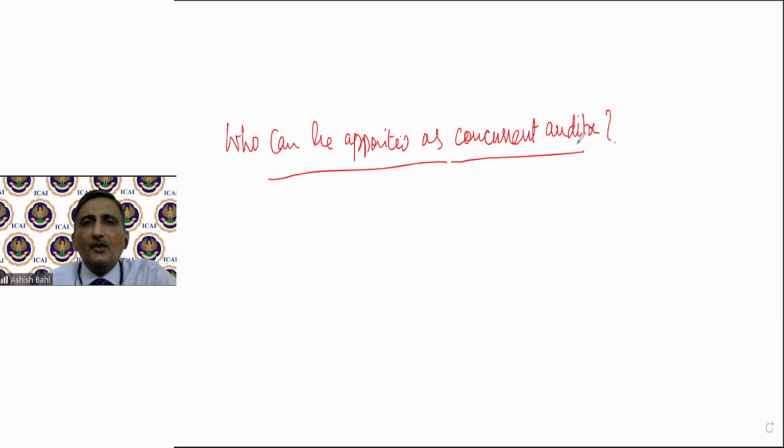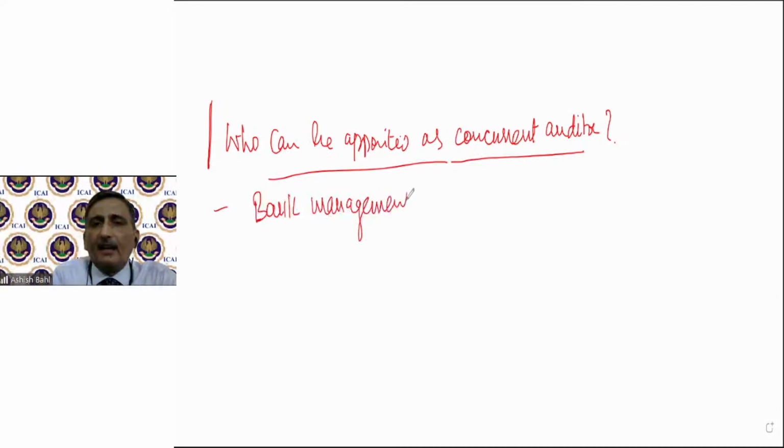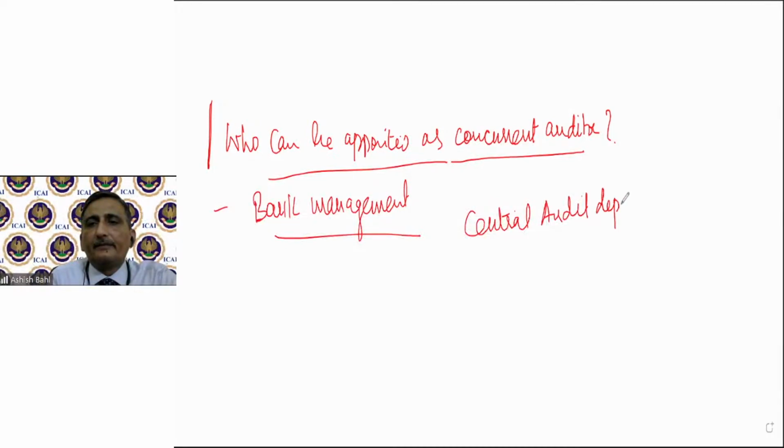So, as you know, concurrent audit is a management function. Okay, it is a management function. So, the concurrent auditor is also appointed by bank management in accordance with the policy laid down by the central audit department in banks. So there is an audit department in banks, the inspection and audit department.